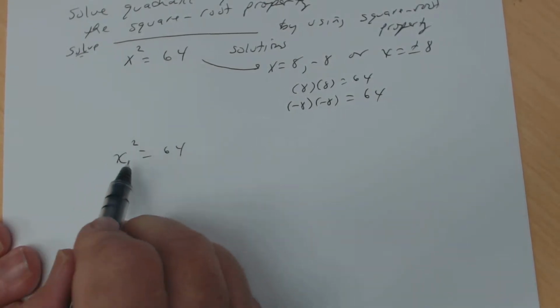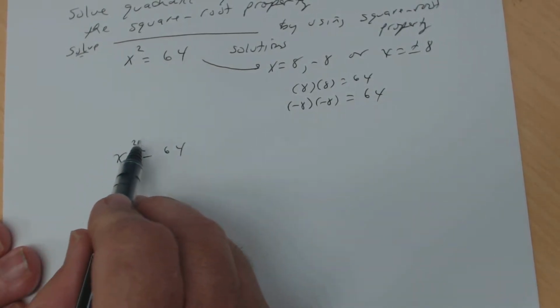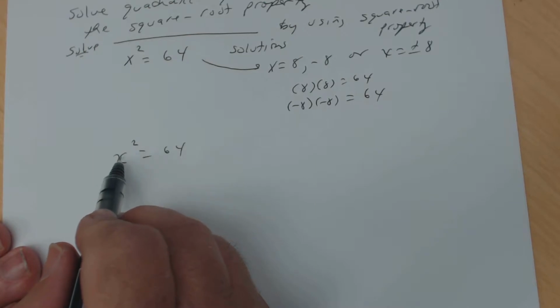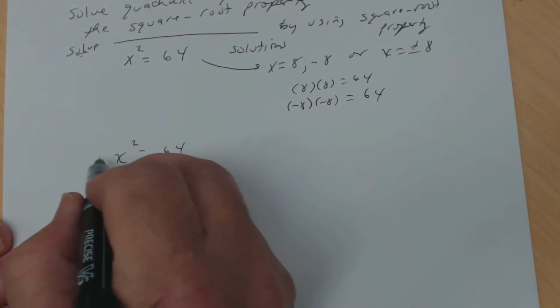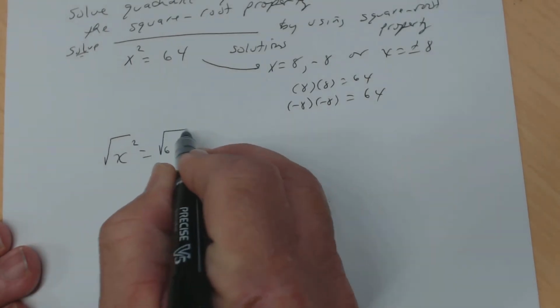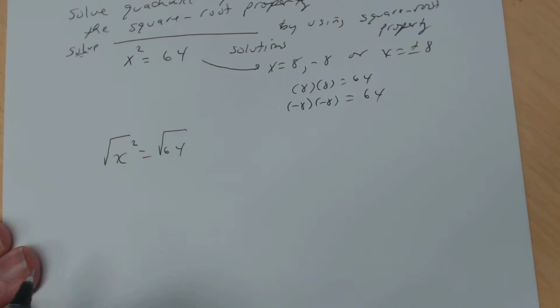Remember, you're solving for x. Right now I'm squaring, you see you have x squared. So I'm squaring x, so you have to do the opposite. The opposite of squaring is to take the square root. So it looks something like this. What you do to one side, you do to the other.